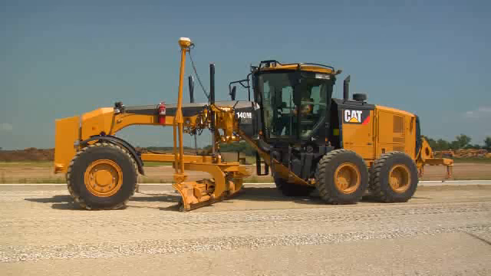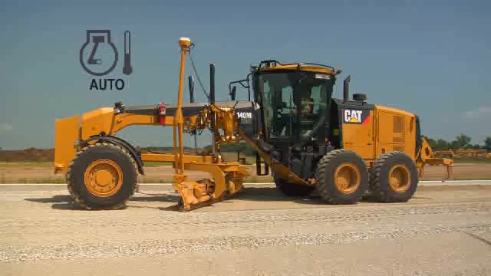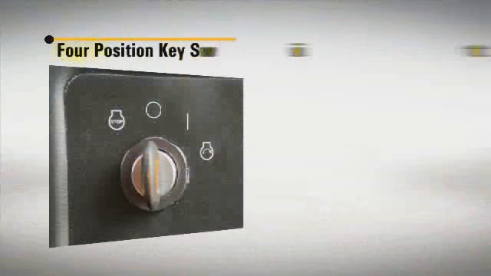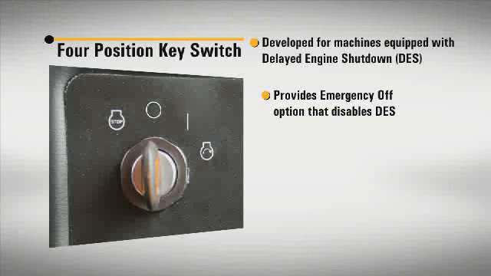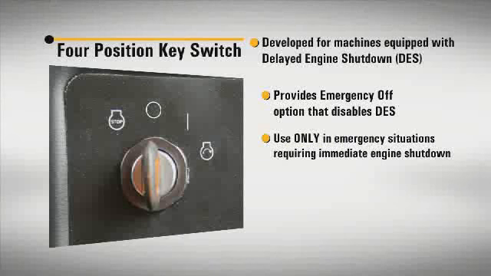Delayed engine shutdown is a cool-down sequence that idles the engine for 5 minutes to protect components inside the engine compartment. This feature should only be disabled in emergencies when immediate engine shutdown is required. When enabled, the delayed shutdown sequence will occur automatically at key off, and an icon, shown here, will illuminate on the instrument panel. The 4-position key start switch was developed to provide an emergency stop feature that disables the delayed engine shutdown feature. It is intended for emergency use only.